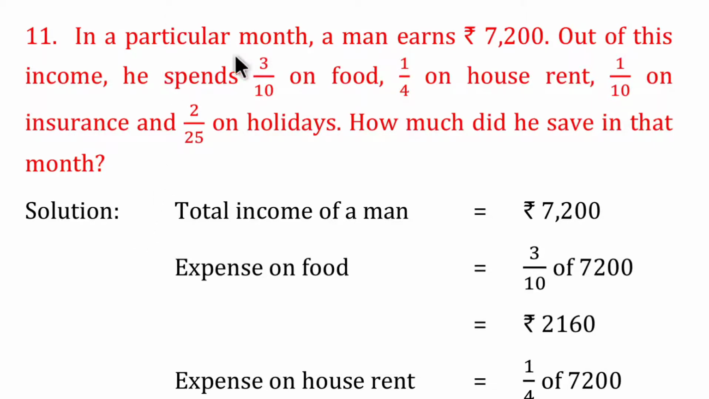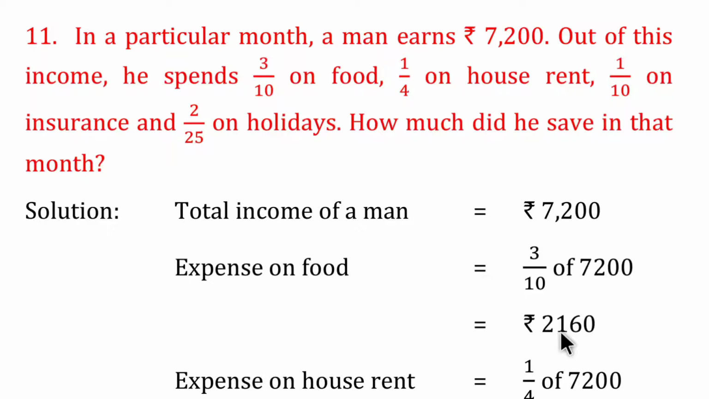So here his earning, that is the income, is rupees 7,200. His expense on food is 3 by 10 of the total income. So 3 by 10 of 7,200, you can cancel this 0 and 0, that will be 720 into 3, which gives us rupees 2,160. That is the expense on food.